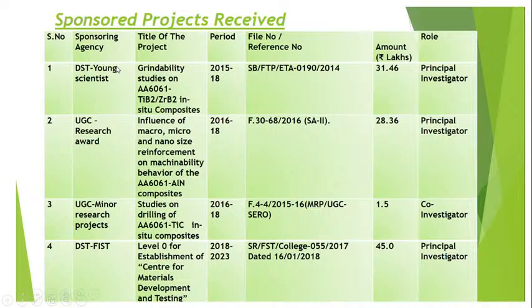Let us go to a brief review of the research projects I received. My first research project, the DST Young Scientist Award, on aluminum composite, I completed in 2008. I received 31.4 lakhs. Another one, the UGC Research Award, 28.3 lakhs. With this award I got 2 years salary, and I completed it in 2018. Another one, a UGC minor research project, where I am co-investigator, 1.5 lakh. And the fourth one is a DST infrastructure grant. I received 45 lakhs, and I am the principal investigator.